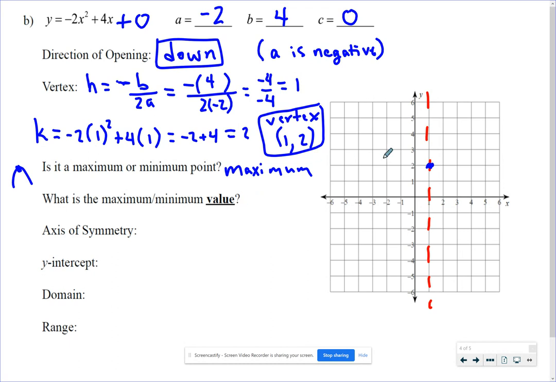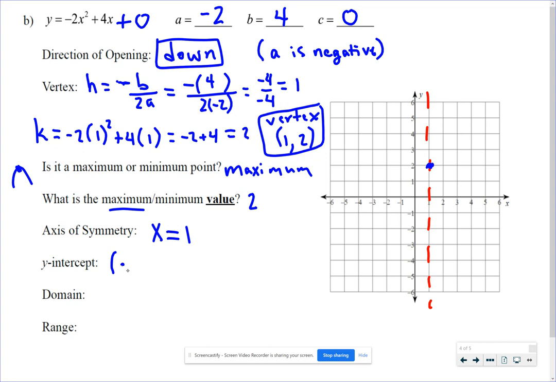What is the maximum or minimum value? That maximum value, we've already got it. It's going to be y equals 2. It's going to be the biggest y value. So it's a maximum, and it's 2. The graph is going to go down from there. Axis of symmetry, the vertical line x equals 1.